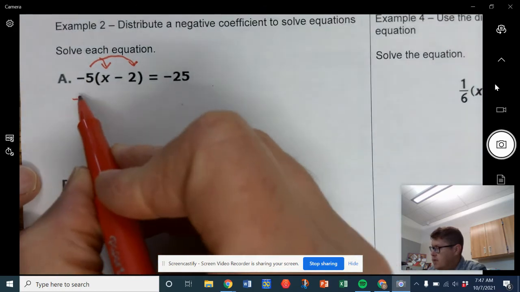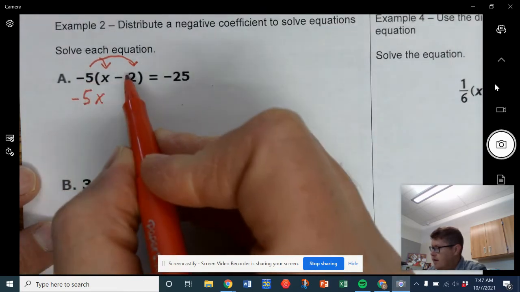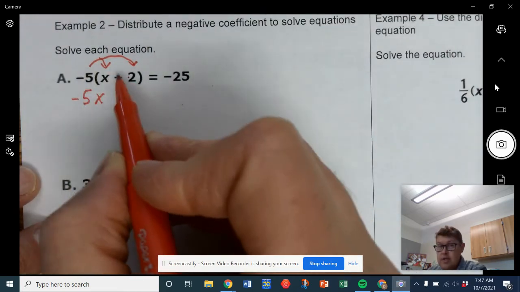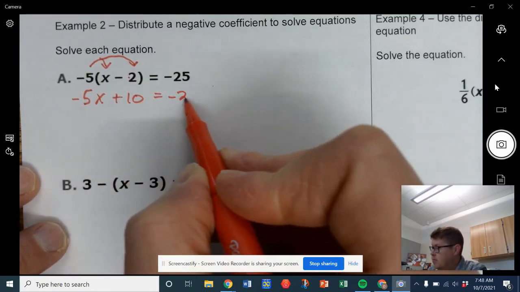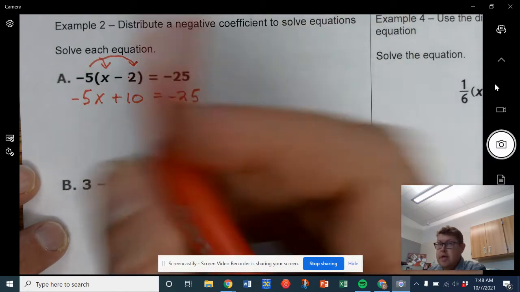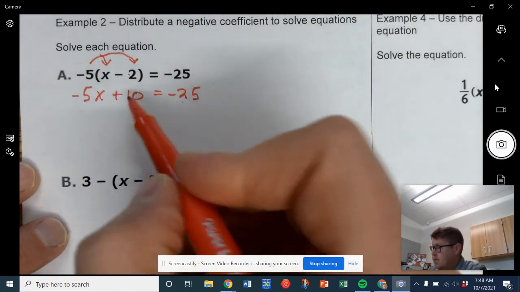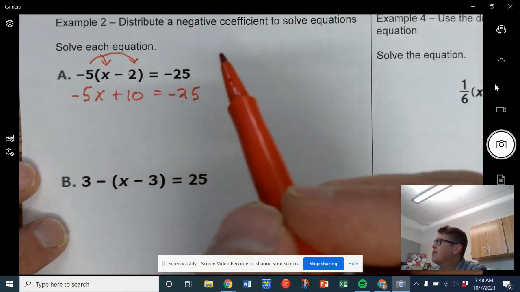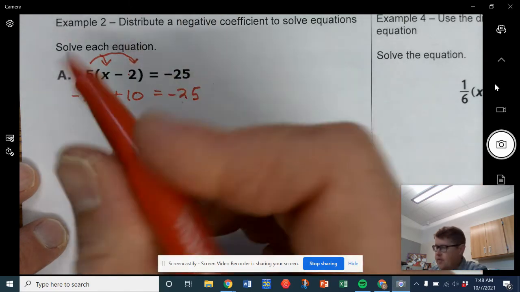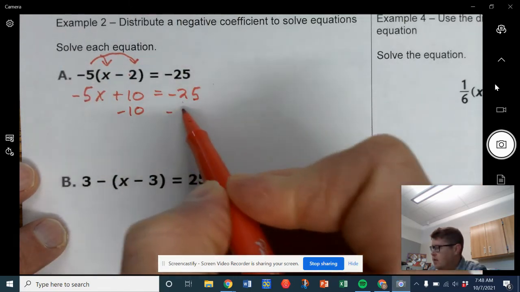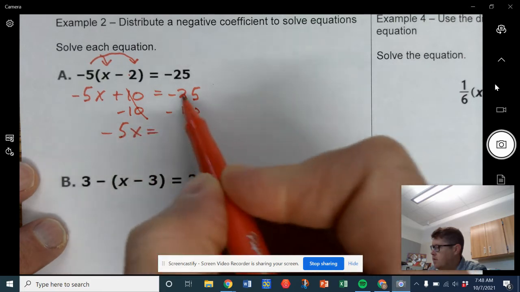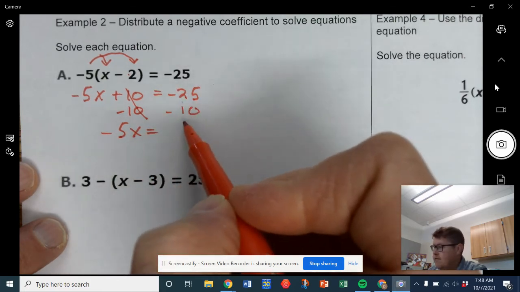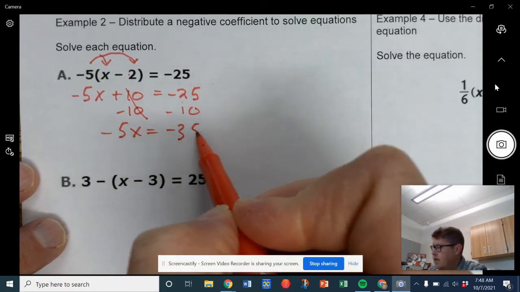Negative 5 times x is negative 5x. Negative 5 times negative 2, since we're multiplying two negatives together, those are going to get you a positive number, so positive 10. And now you just solve normally, right? I'm going to take this 10 to the other side. We're at step 4, I think, on the steps for solving equations. Subtract here. Okay. We're at negative 5x equals negative 25 minus 10 isn't 15, it's negative 35.